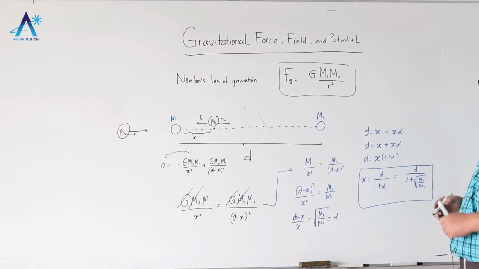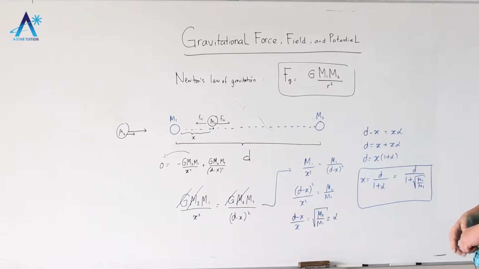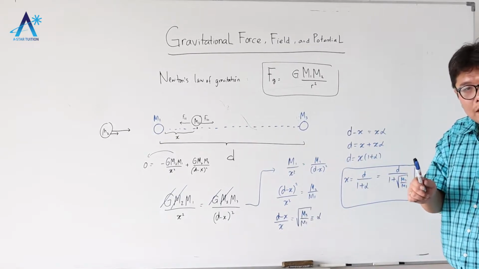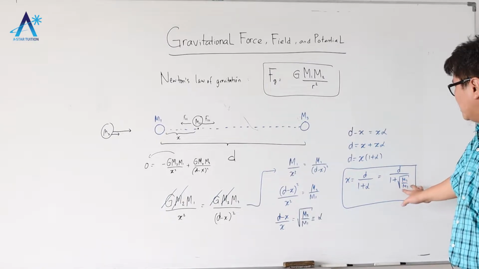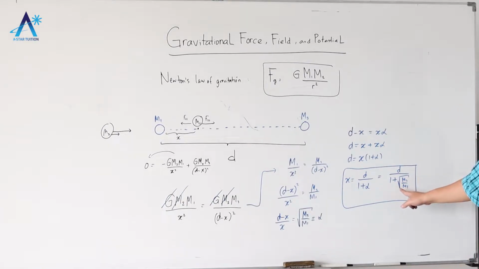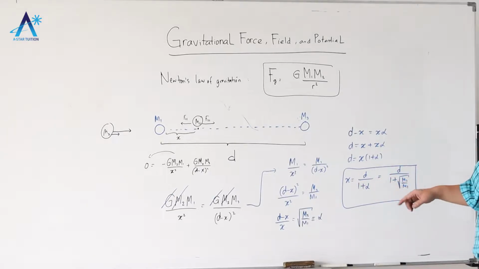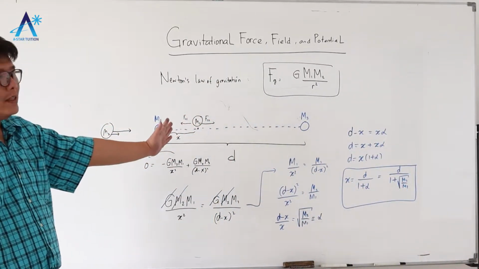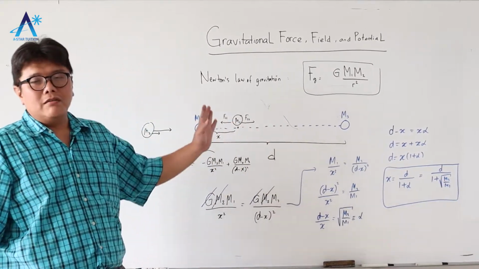Now, what you can learn from this is that if m3 is equal to m1, what happens? m3 over m1 will be 1, so this factor would be 1, and x is going to be d over 1 plus 1, which is d over 2, which makes sense. Because when m1 and m3 are of equal magnitude, the only point you can put m2 is right in the middle.